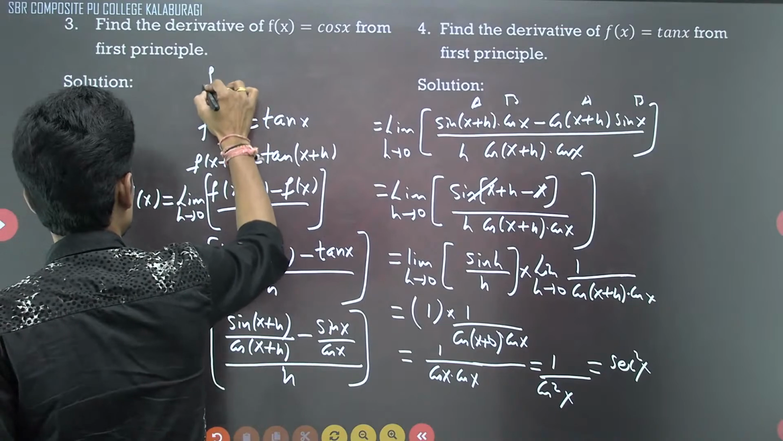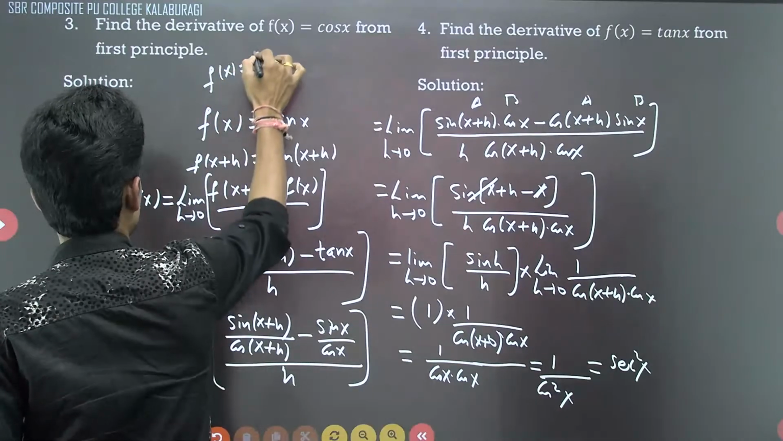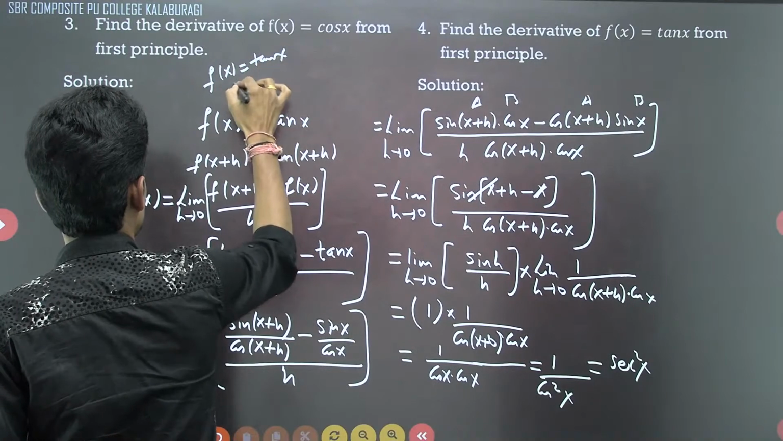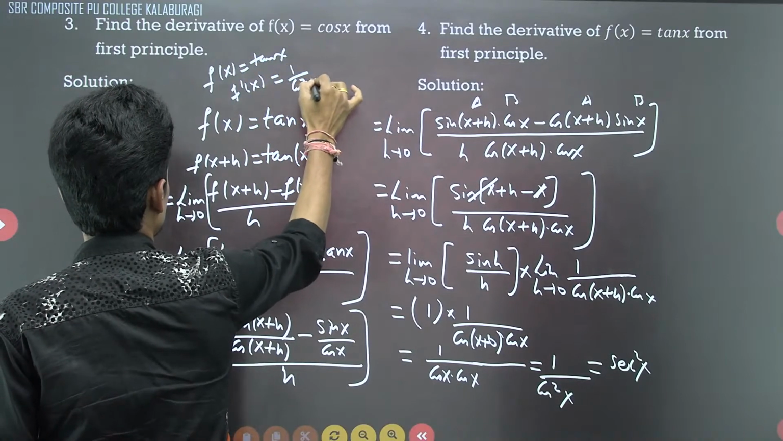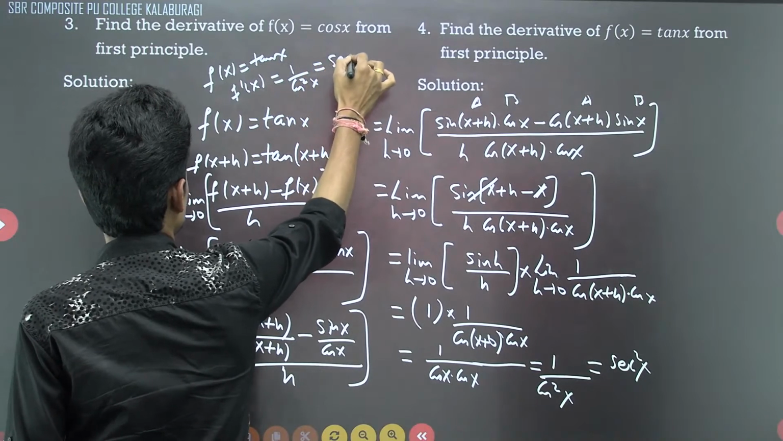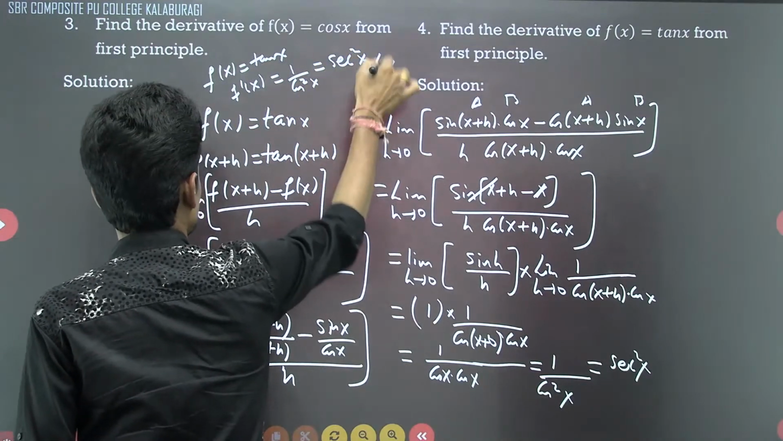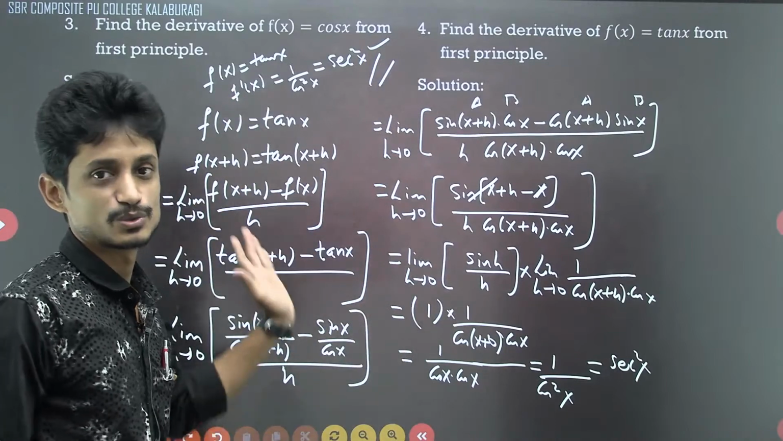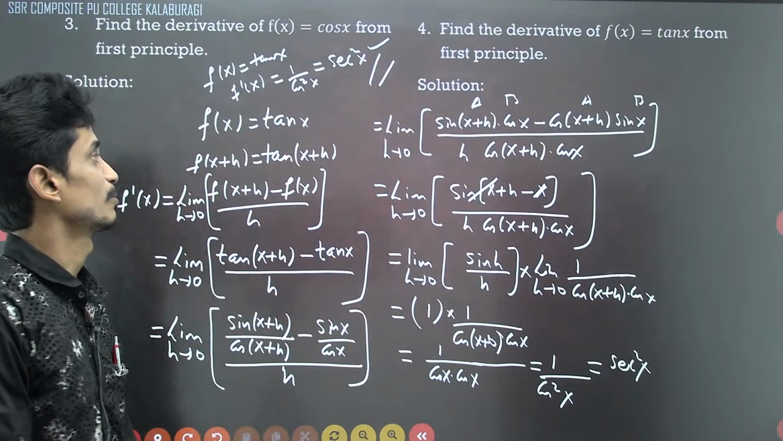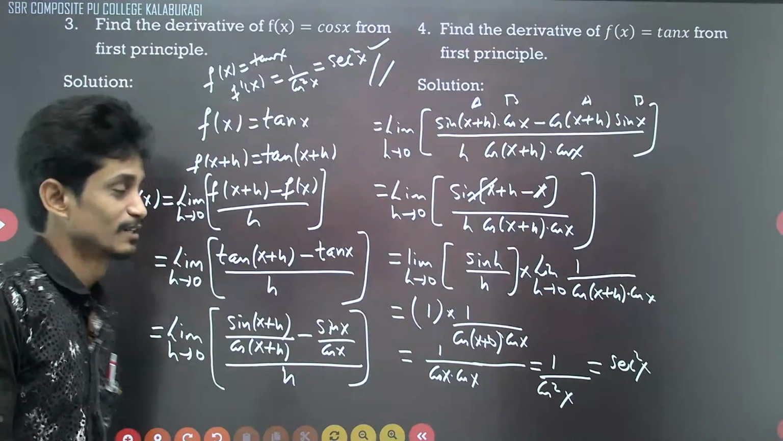Dear student, one more formula I have derived here. When f of x is equal to tan x, its f dash of x value will be 1 by cos square x, or it should be secant square x. Regularly we use secant square x. Whenever you need 1 by cos square, you can take it. This is our third formula derivation. Okay, please note it.